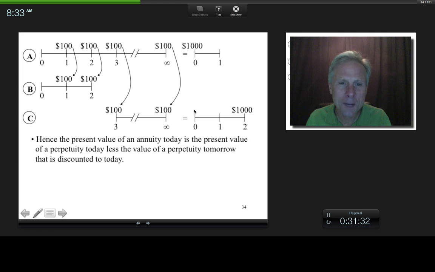Now, to bring this back to time 0, what would I do to it? Would I multiply it by something or divide it by something? Divide it by something. And is that a single cash flow problem, bringing this back 2 periods? It is. So what would I do to this? What would I divide it by?